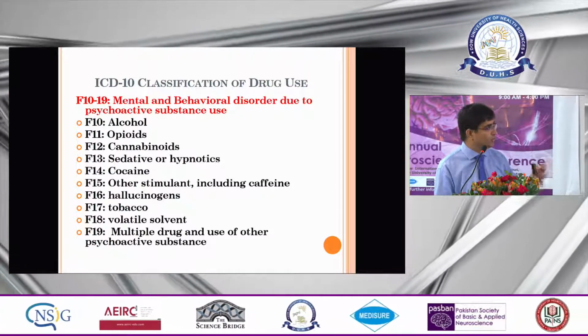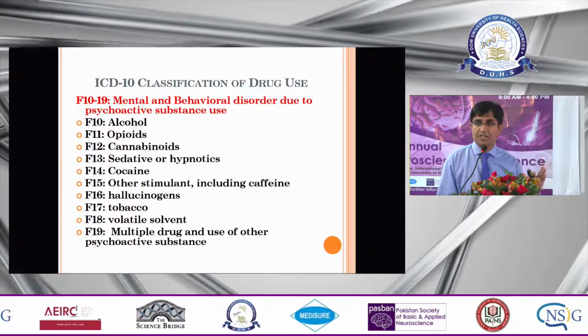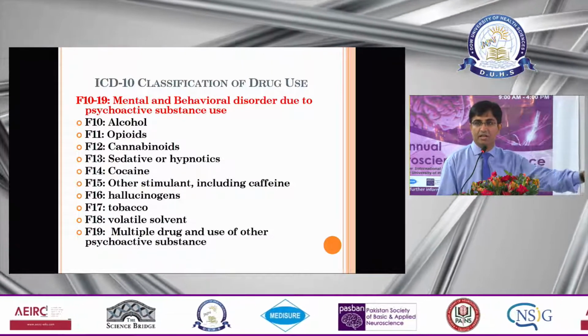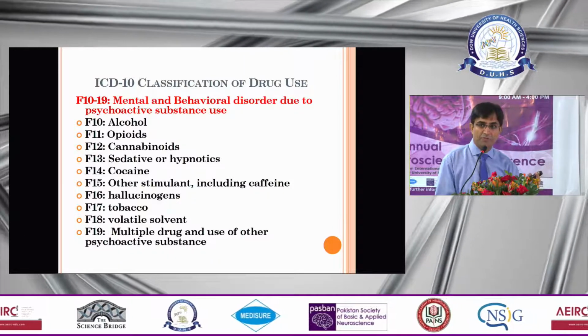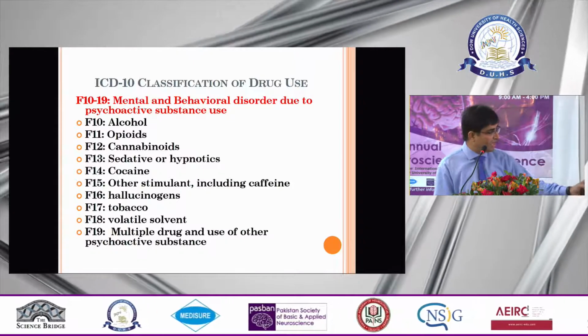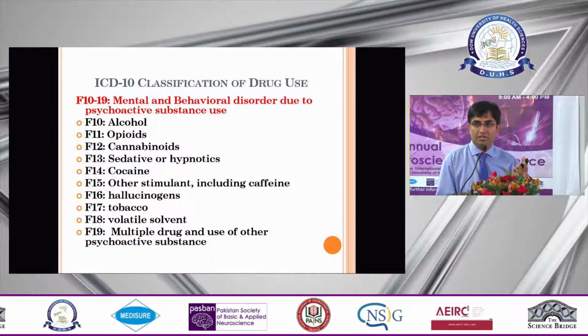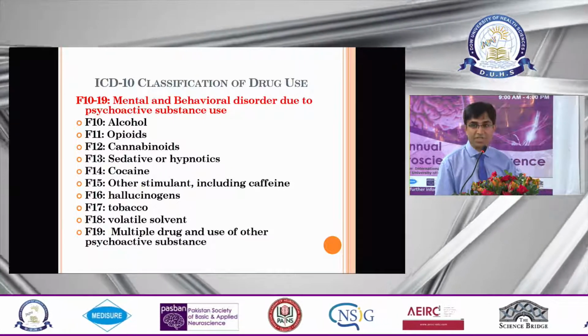F is designated for psychiatric disorders in ICD-10, and F10 to F19 is for substance use. F10 is for alcohol, F11 for opiates, F12 for cannabis. All the substances are classified in this chart. For example, we have local substances like pan, chalia, gutka. We can say that they fall under tobacco in F17. Powder is a mixture of opiates, so it comes under F11.